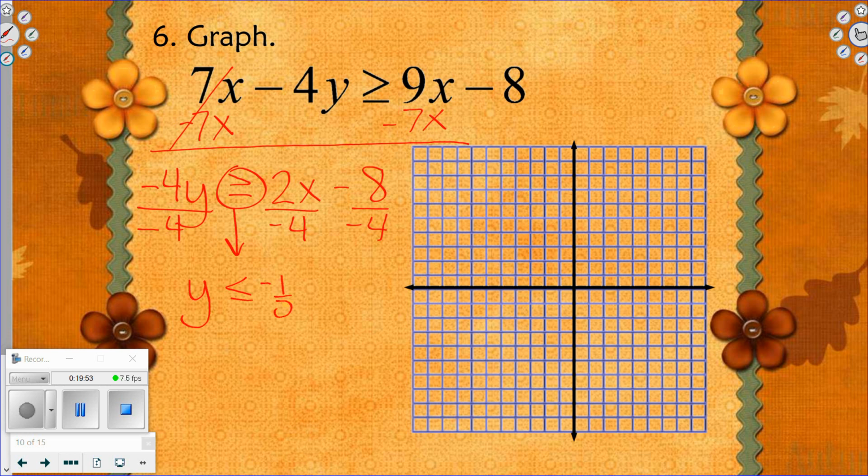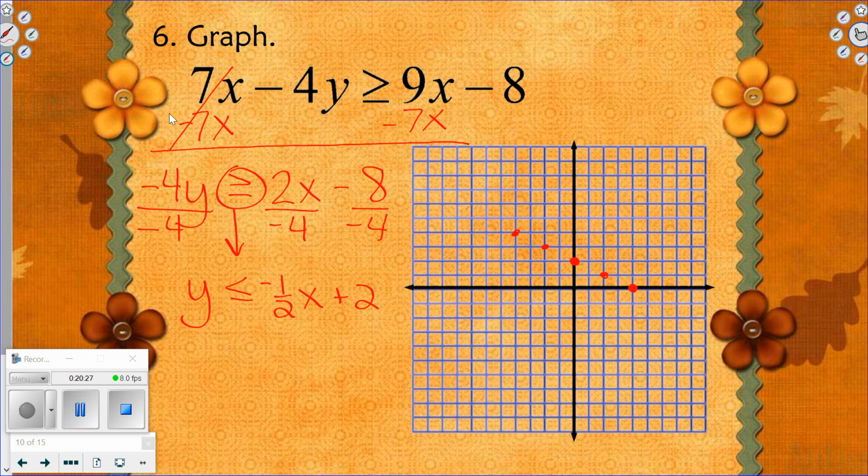Negative 1/2 x plus 2. Oh, look at all those 2's, you guys. Yeah, but make sure you're always simplifying. Some of you have a tendency to not simplify very well. All right, so my starting point, 2. I'm going to go up 2. From there, down 1, right or left? Right, good. Down 1 to the right 2. Or up 1 and to the left 2. Either way.